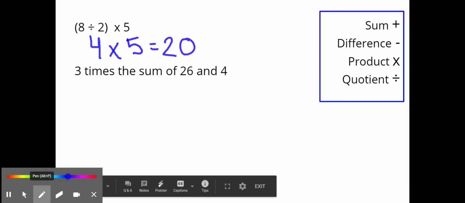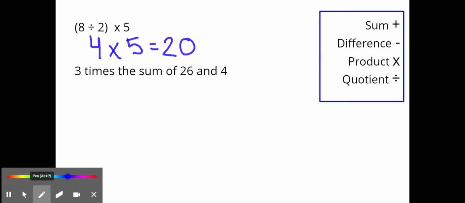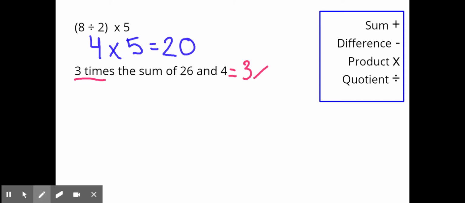Okay, so let's move from our words to our numerical expression, and then we'll solve. So we have 3 times the sum of 26 and 4. I'm going to start by transcribing this as a numerical expression. So I have 3 times, what am I timesing? The sum of 26 and 4. I know that sum means add, so I'm going to do 3 times the sum of 26 and 4. I'm putting my 26 and 4 in parentheses, so I know that that goes together.